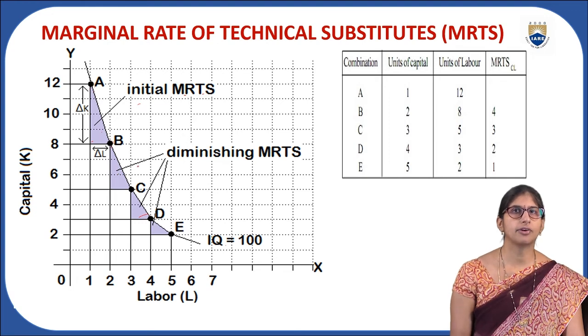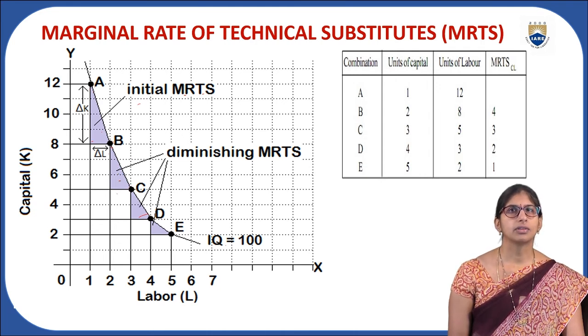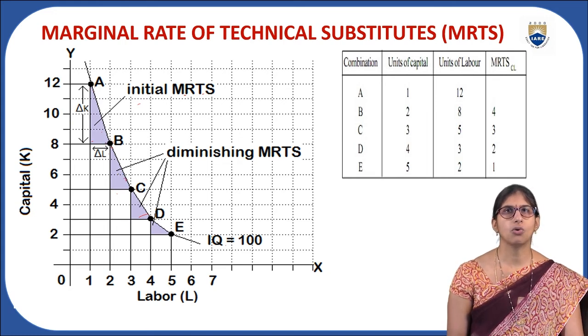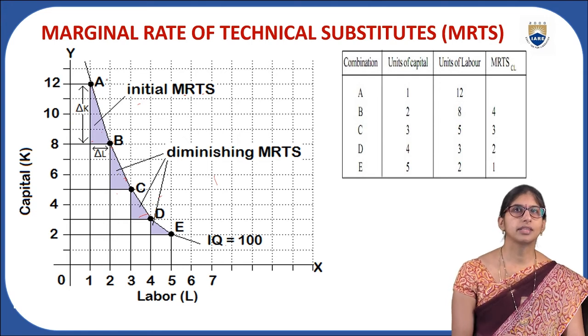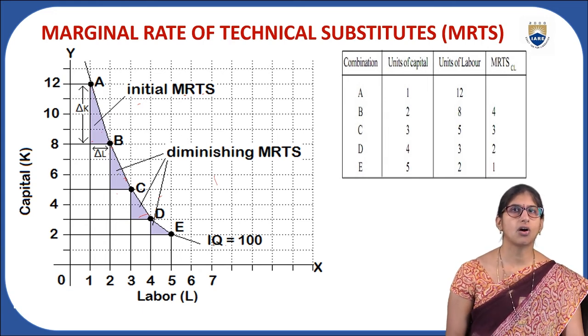And coming to the second one, from B to C, for the initial MRTS the change in capital is more and the change in labor is less. Coming to the next one, you can see that the change in capital has reduced and the change in labor may be remaining the same. So after the initial MRTS, the rest of the MRTS are reducing. MRTS is reducing at a diminishing rate. So this is what MRTS is, where the change in capital and change in labor is studied for 2 individual points on the isoquant curve.